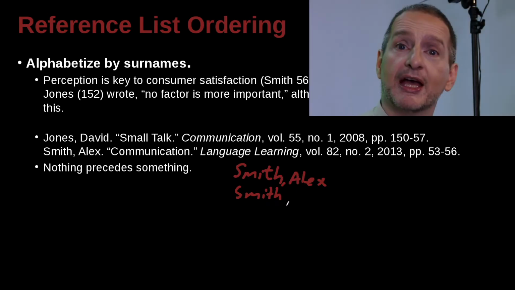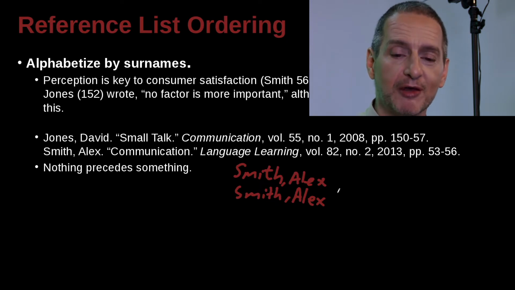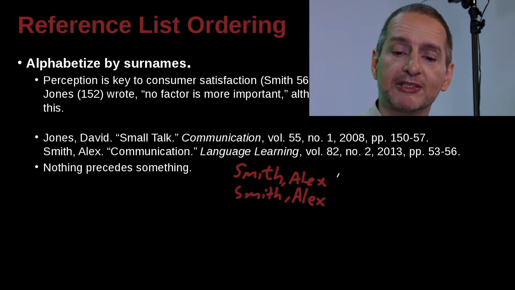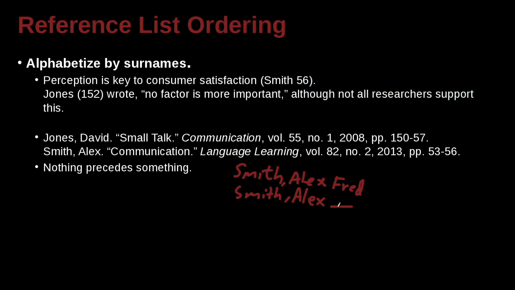Let me give you another case. What if we had this case of both people were named Smith Alex? Is that possible? Totally possible. Two people have the same name. It's rare, but it's possible. And then Smith Alex, the first one, he had a middle name, and his middle name is Fred. So there's a middle name. But the second Smith Alex has no middle name. Therefore, this is empty. So who would go first? The Smith Alex empty goes first because empty is before something. Nothing precedes something. So this one would be first and this one would be second.